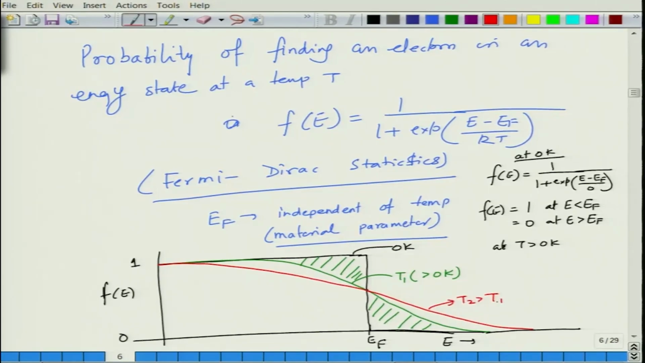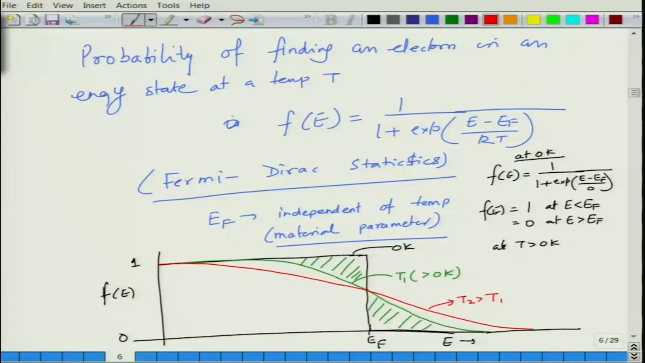T2 greater than T1. So essentially what you see is that as you have increased the temperature, the probability of finding the electron in energy levels just below EF is lower than 1. At the same time, the probability of finding electron at the energy levels above EF in the vicinity of EF has increased above 0. Which means all the electrons which have gone to energy levels above EF at finite temperature are those electrons which are in the energy levels residing just below EF.